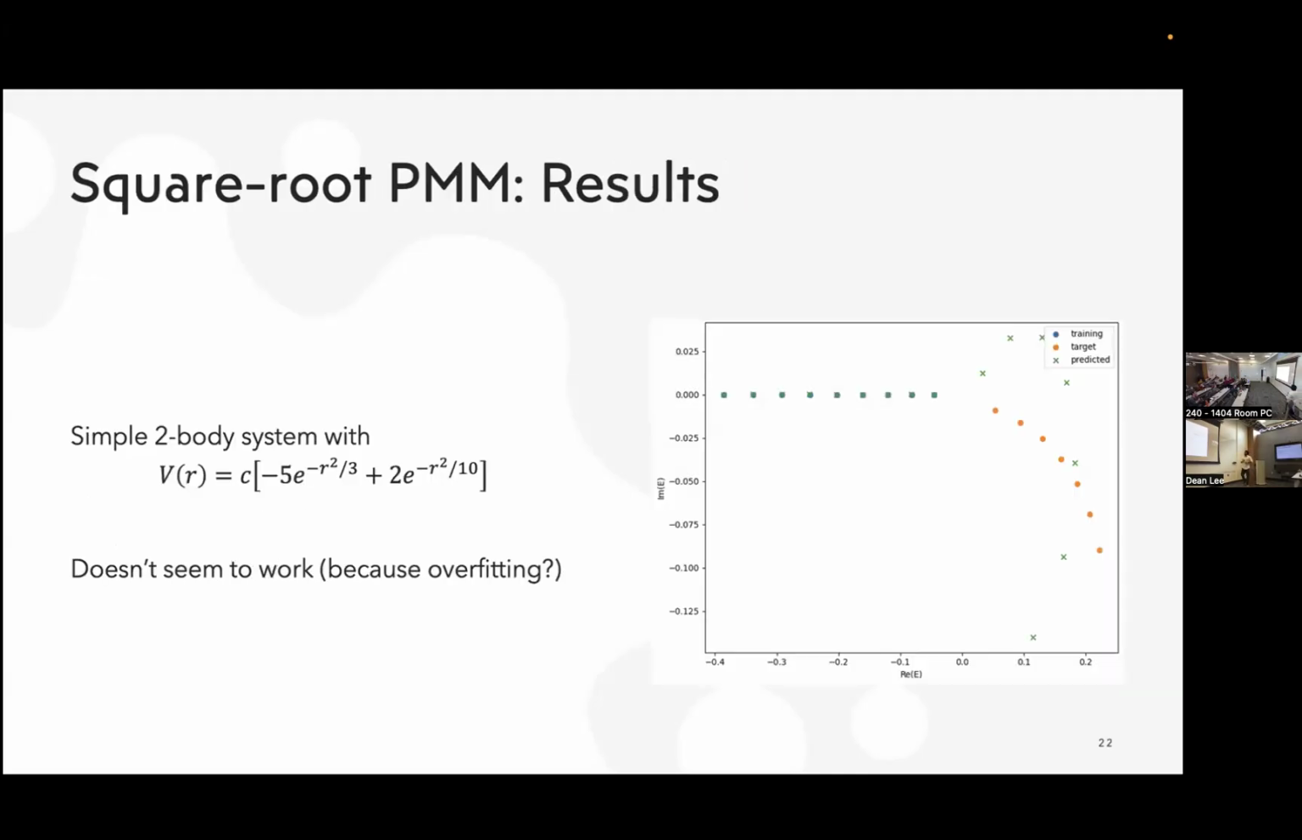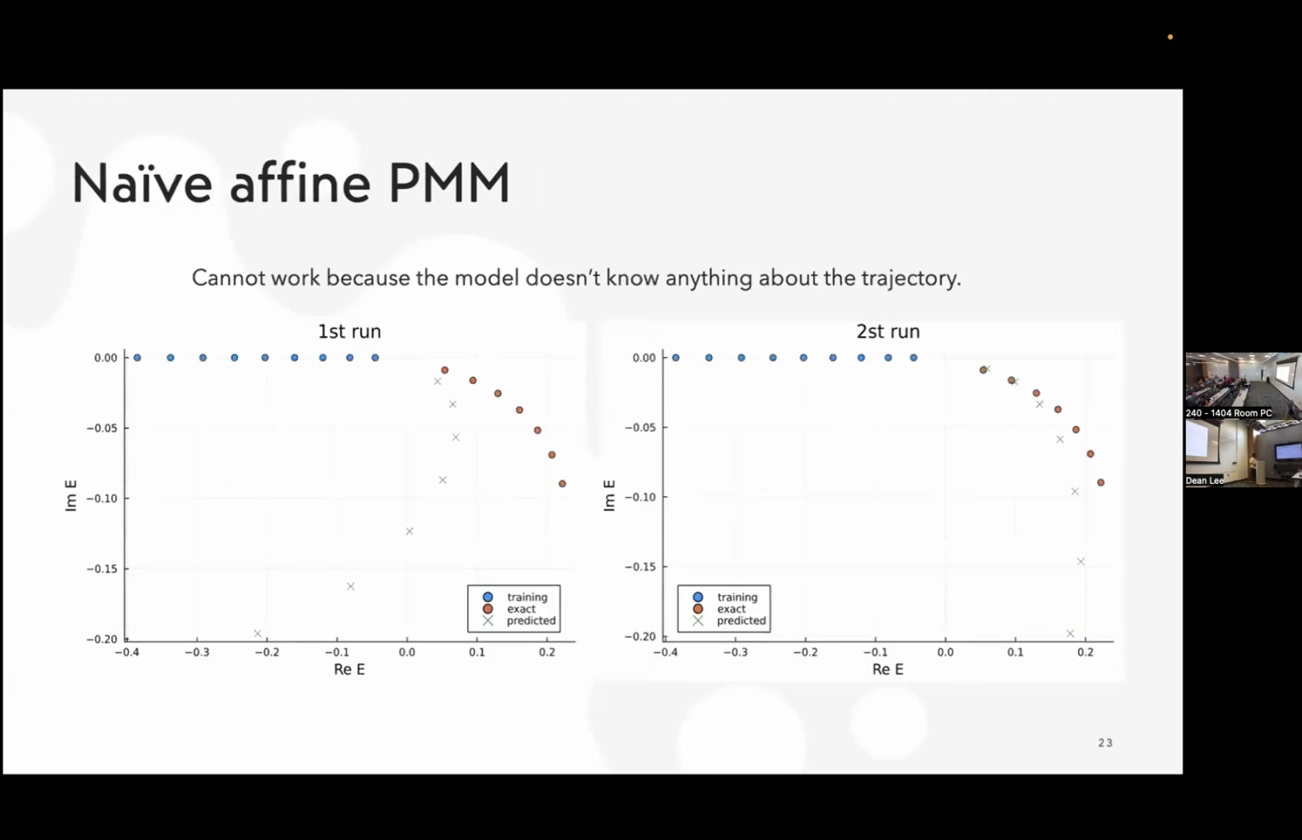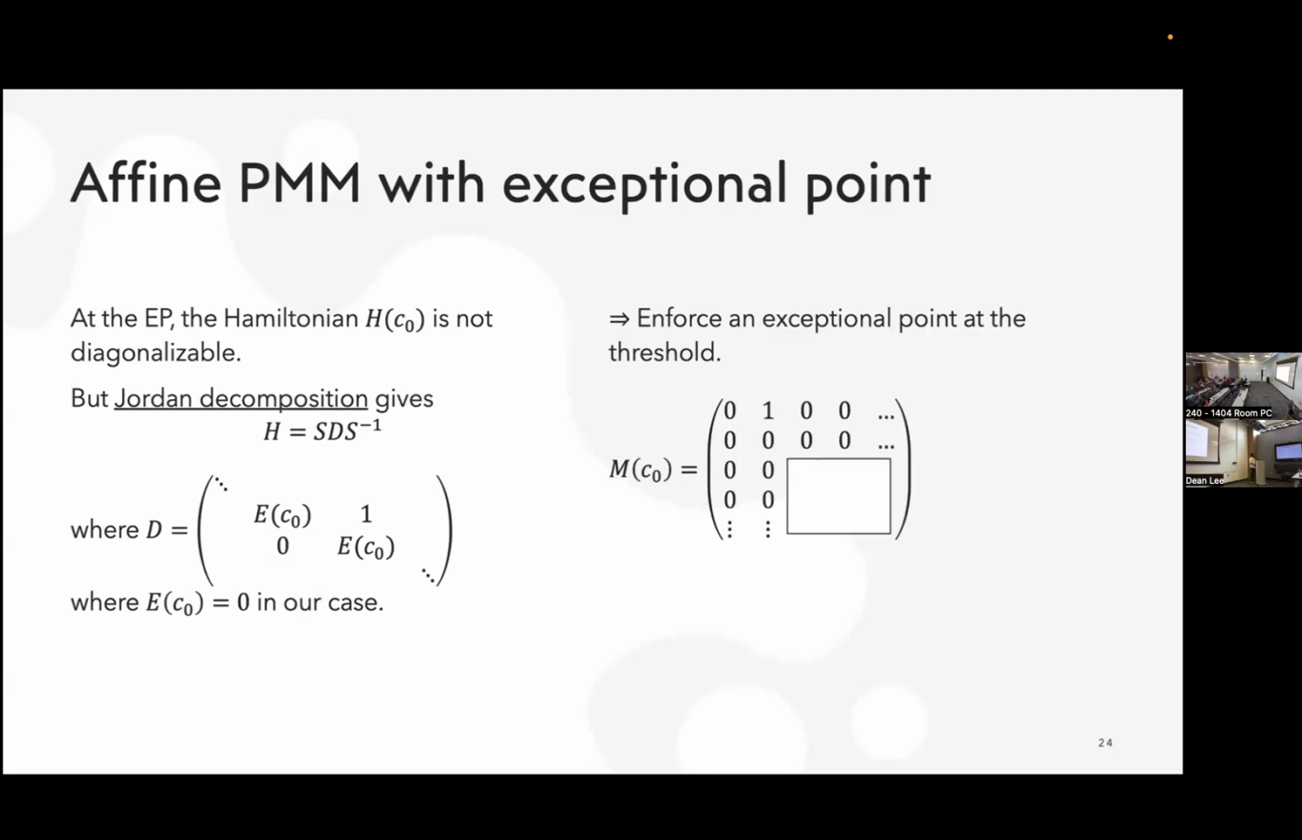The square root PMM, I tried with the 2-body potential, completely fails. My guess is it's because it has way more parameters than ACCC, so it's kind of an overfitting problem. So let's go back to the affine PMM, right? So if you just naively do this, it also fails because, obviously, the emulator doesn't know anything about the system. It doesn't even know we're doing a physical system, let alone about resonance extrapolation. So it obviously fails. So we were curious if we can improve this.